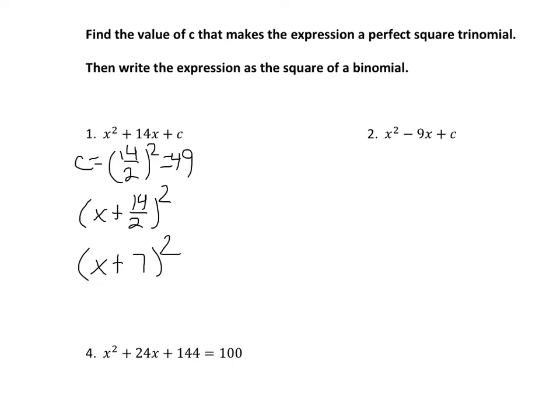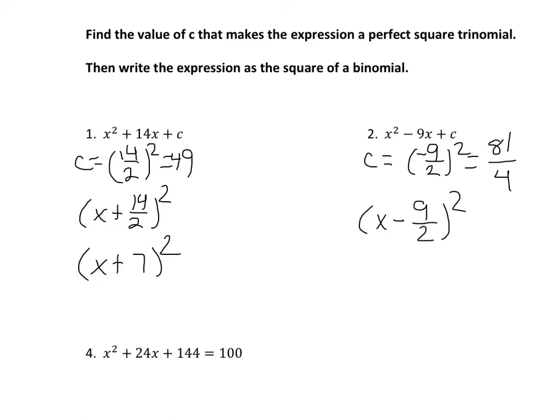Now here, this would be c equals negative 9 divided by 2 squared, which would be 81 over 4. Now this is the big thing that changes. It's x minus, since it's negative 9x, so it's x minus b divided by 2 squared. This one you can't simplify, so we're done. So that's how we complete the square.